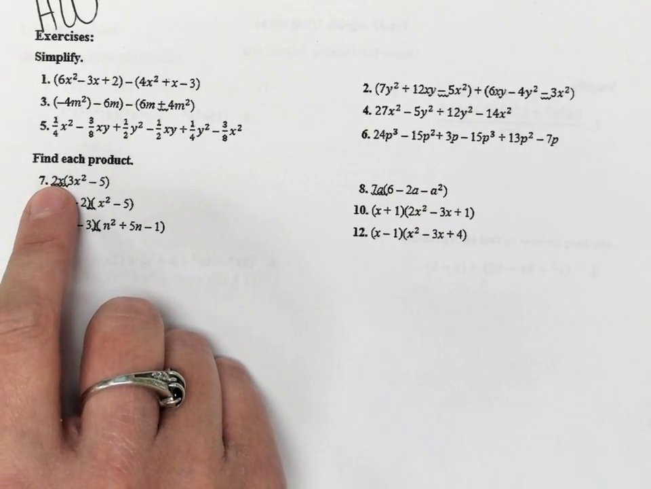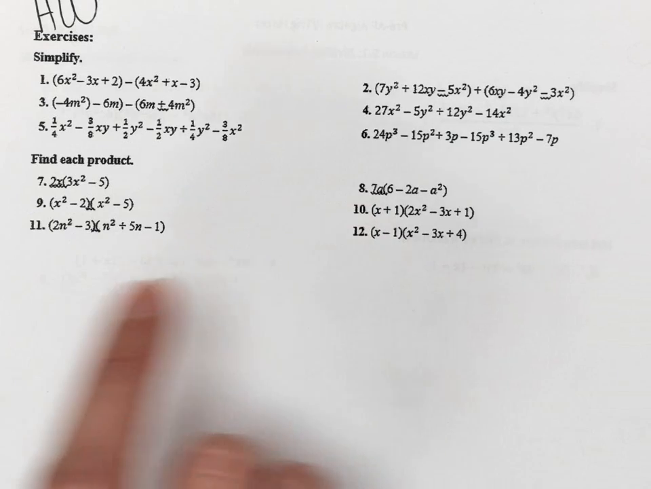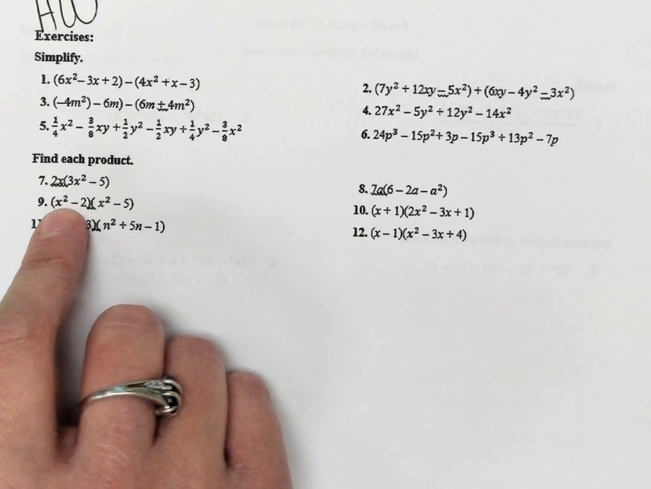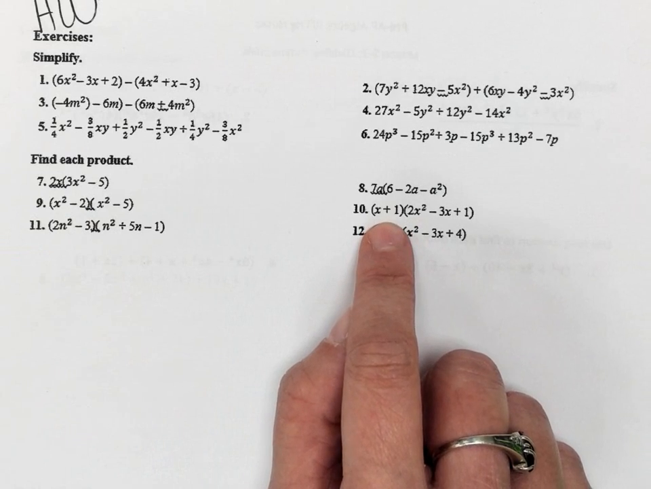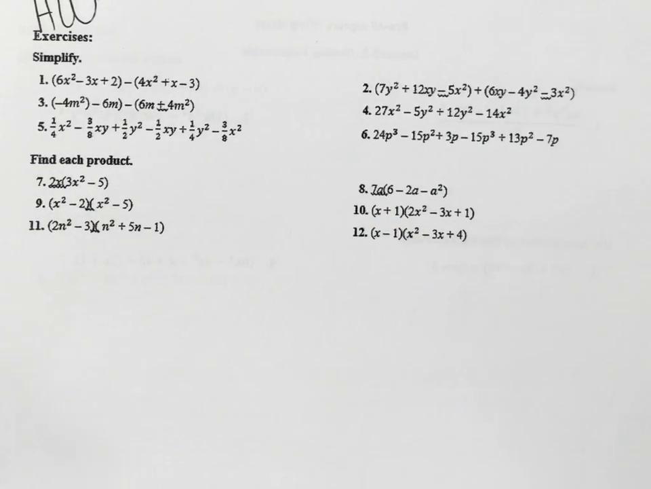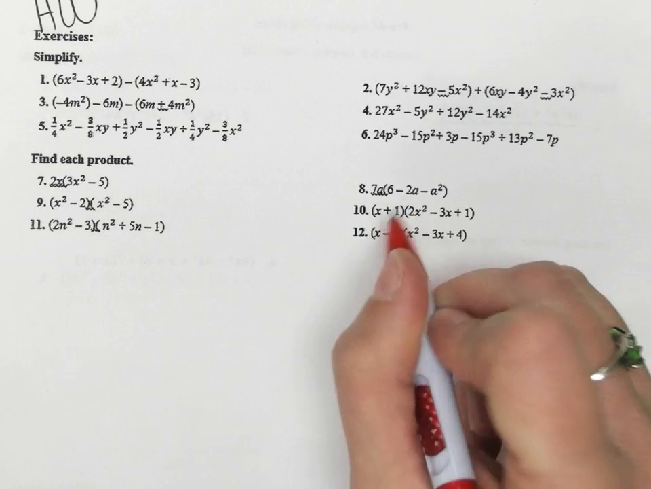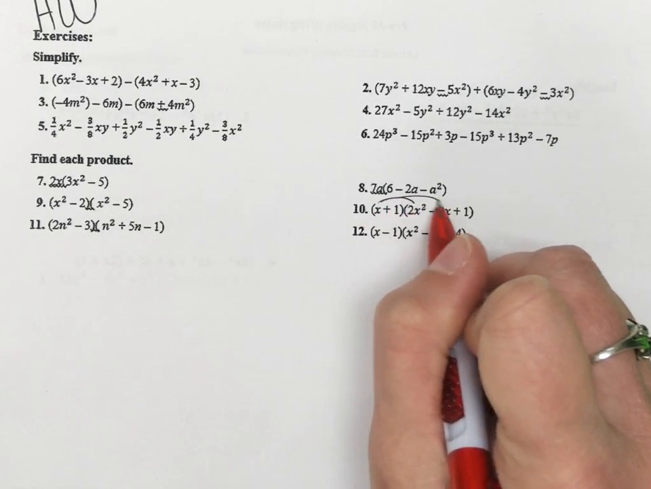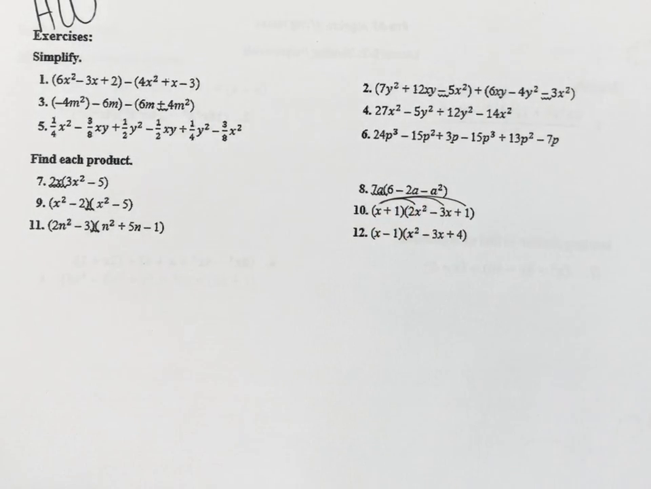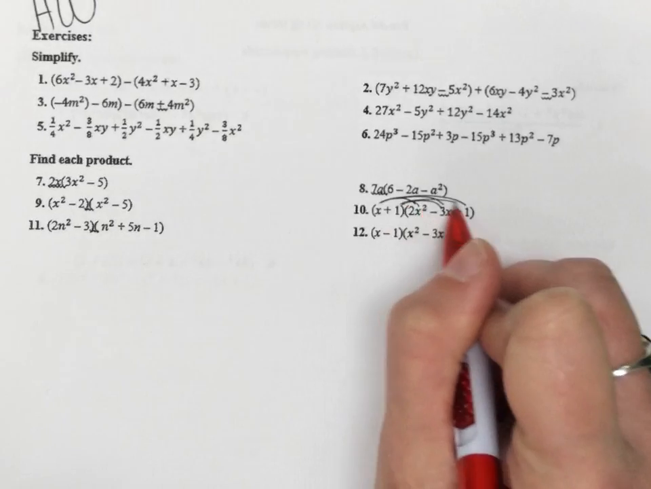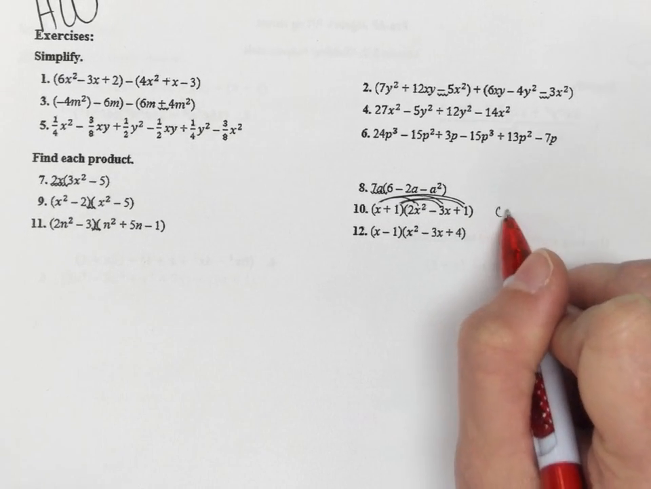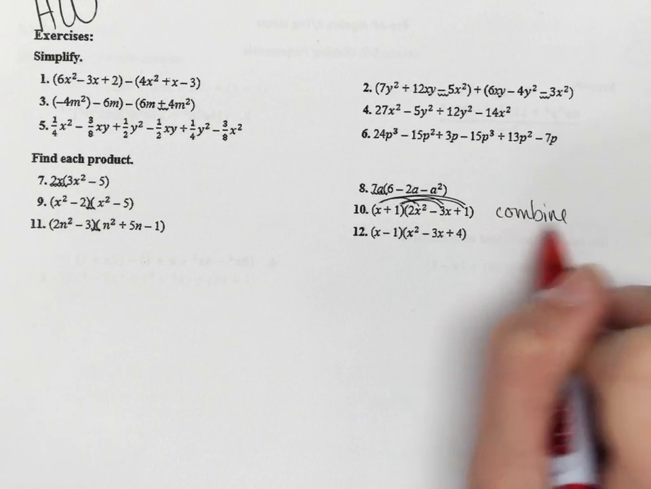Number 7, you just distribute, right? Number 8, you just distribute. Number 9, you just do what? FOIL. Number 10, that is not FOILing because there's not 4 terms, there's 5 terms, right? Okay, here we go. I'm going to help you out. Distribute the x to all 3. Then distribute the 1 to all 3. Then combine.